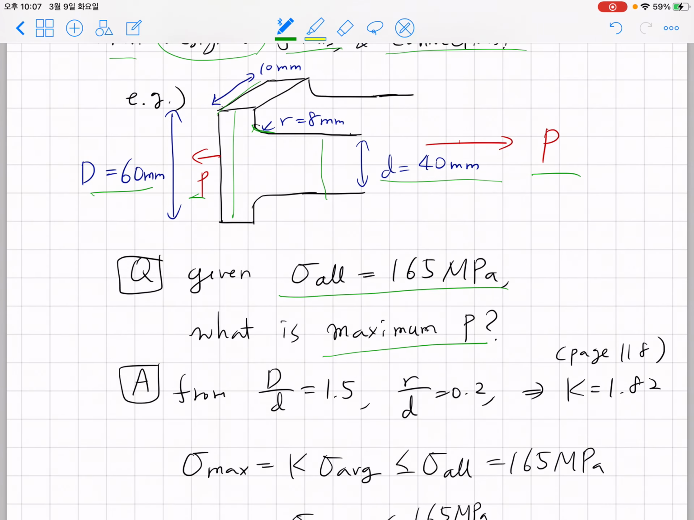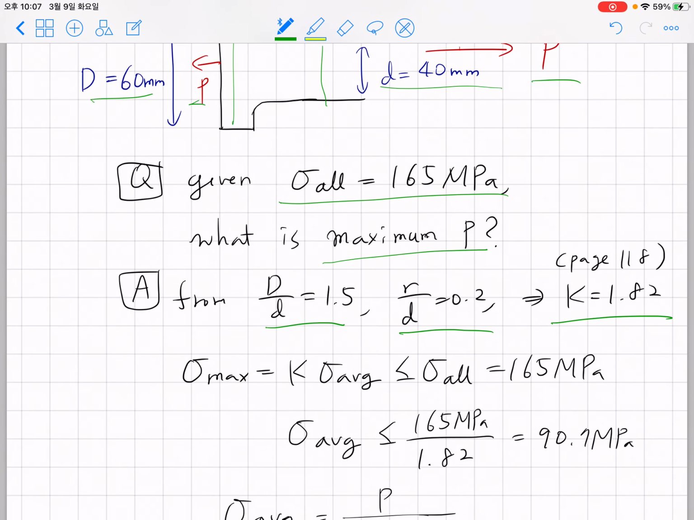Okay, so from the ratio of large D over small d, and from the ratio of r and small d, we can identify K equals 1.82 from page 118 of the 7th edition of your textbook. Now you have to make a connection between maximum stress and average stress, and the maximum stress must be smaller than allowable stress. This is the safe design criterion you have to use. Please note that in chapter 1 we haven't done that, but anyway, let's forget about it for now.